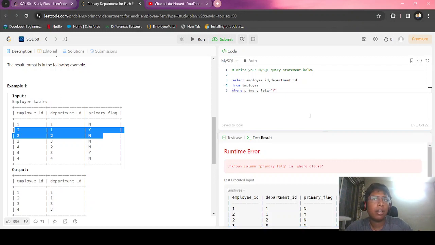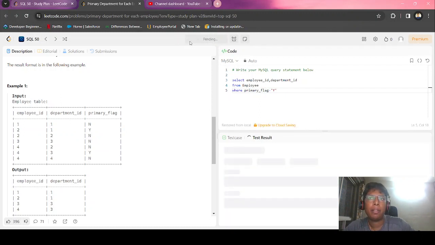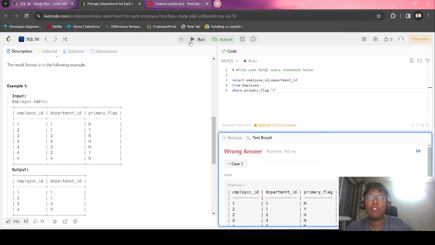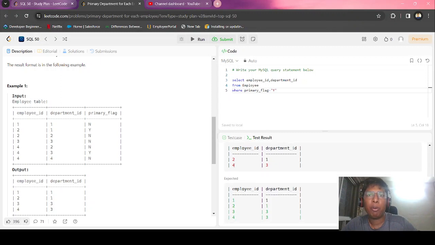Unknown primary flag. Again, spelling mistake. Sorry, guys. Primary flag is equals to Y. I try to solve it quickly so as not to waste your time, but again I make some errors. Okay, see. So employee ID 2 and 4 have given the right output. See 1 and 3. So half the case is done.